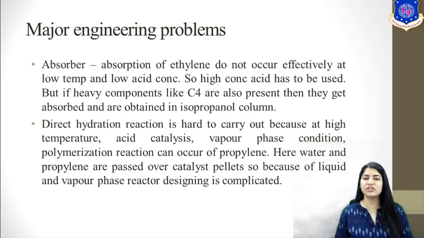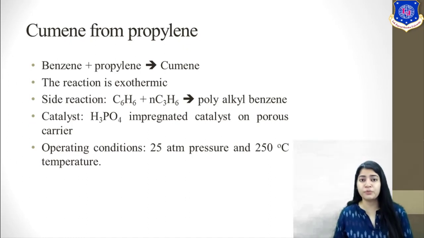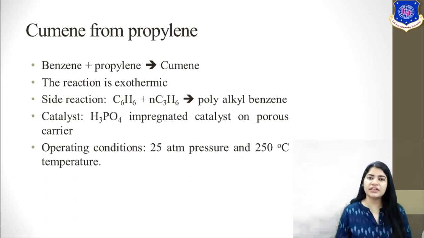So these are the major engineering problems associated with your isopropanol production. The next petrochemical which you can obtain from propylene is cumene. The reactants used here are benzene and propylene. They react together to give you cumene. Along with propylene, the other reactant is benzene. Of course, the reaction is exothermic in nature.